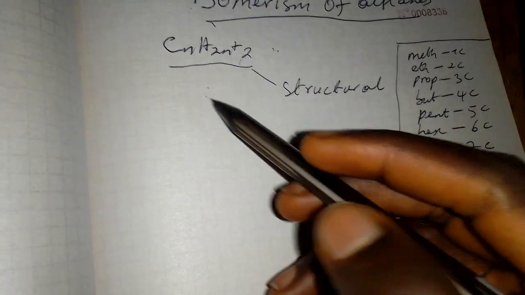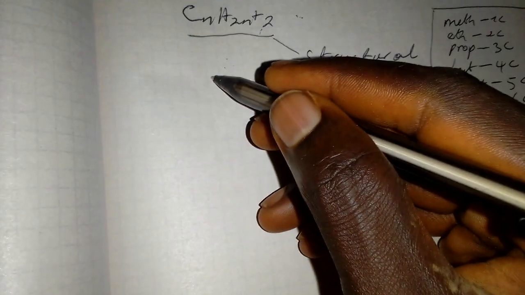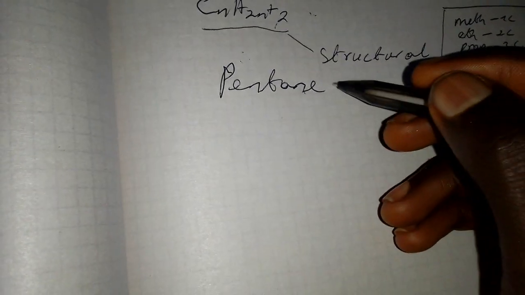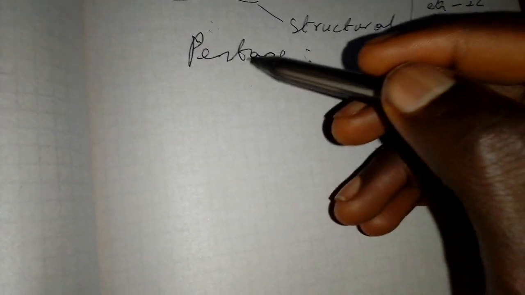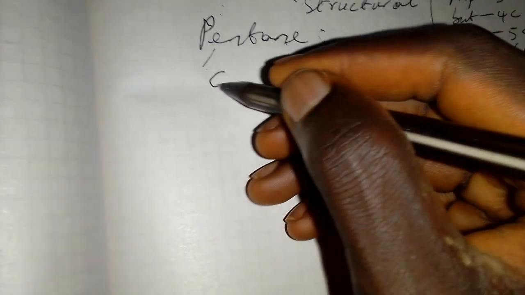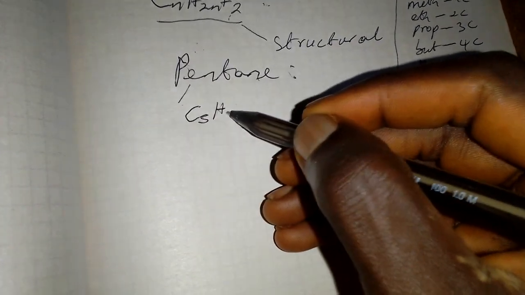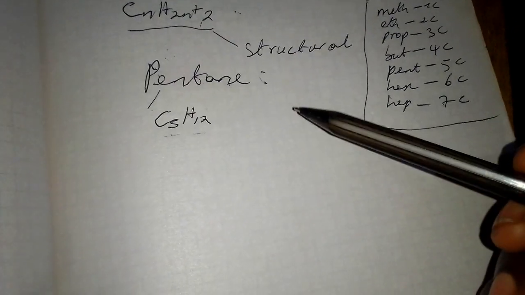So the first isomer I'm going to use here will be pentane. So I'm going to use pentane to show you how to obtain the isomers of the alkanes. So my reference compound here will be pentane. From the general formula, pentane will be of the form C5H12.